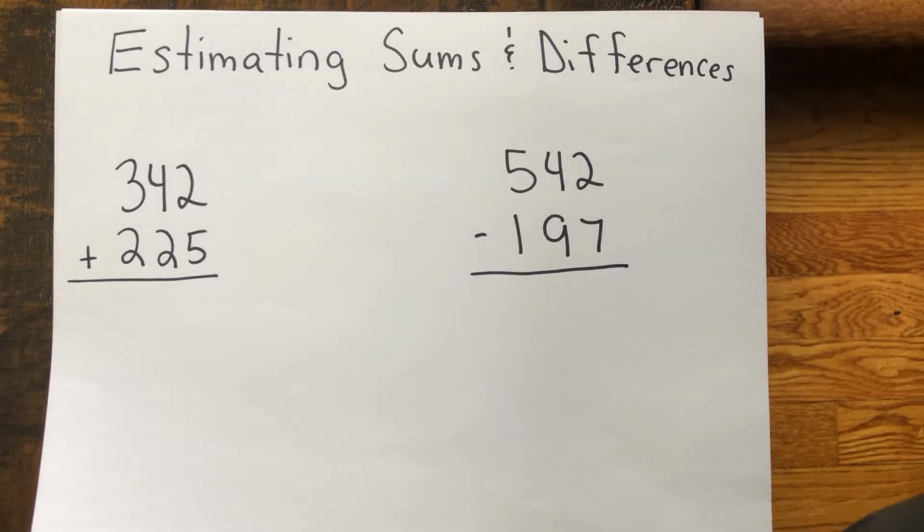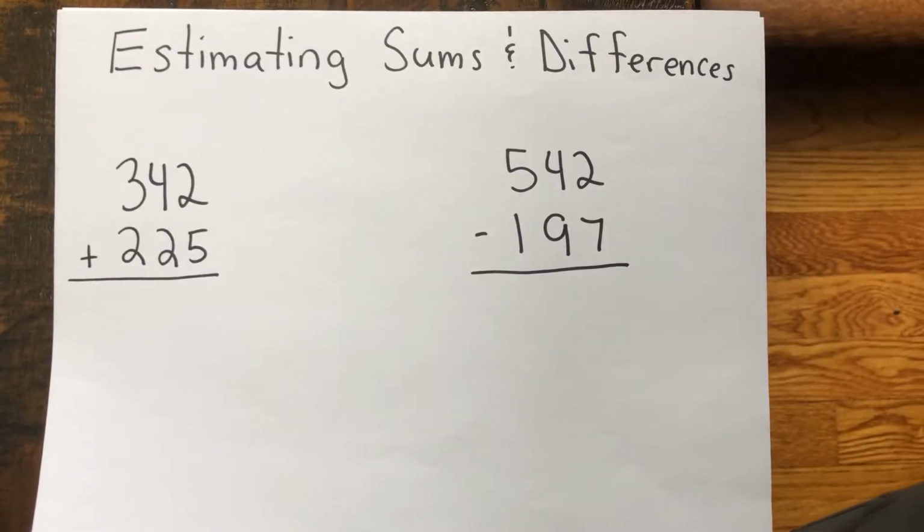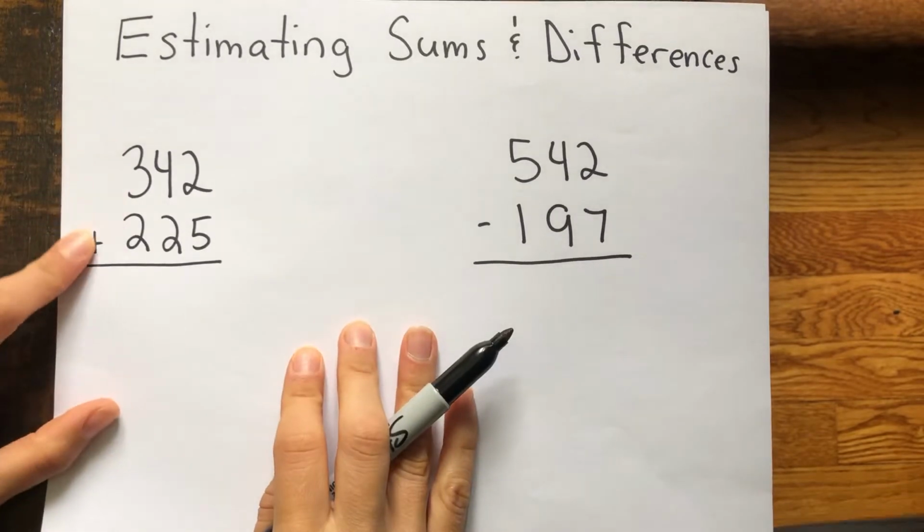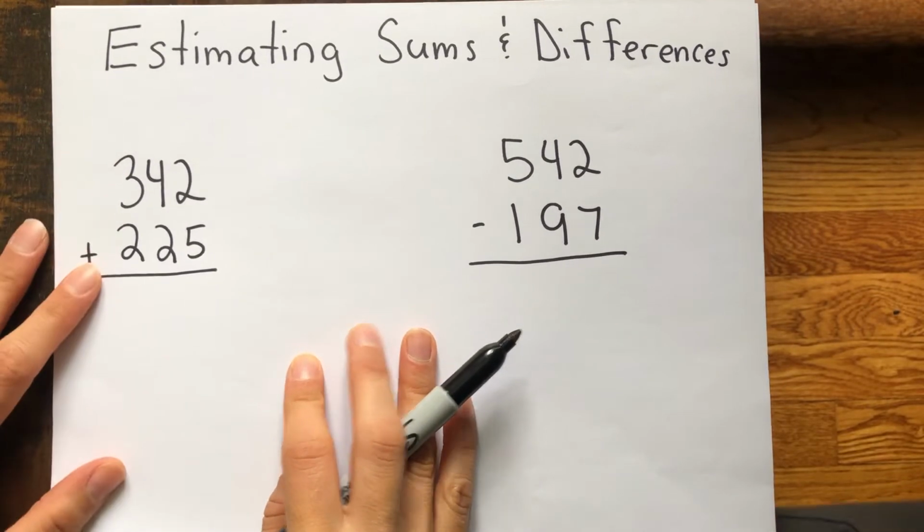One of the biggest things with estimating sums and differences is making sure that you're estimating or rounding the numbers first, because estimating is supposed to make things easier, not harder. So if I have 342 plus 225, there's two ways I can do this.